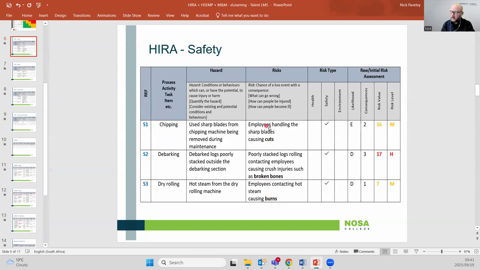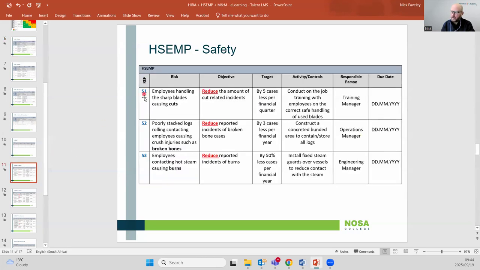Can you see that? What I've done, and what you will do the same, is you literally take the same information here, same information there, and you move on to your management plan, and you're literally going to almost copy and paste. Safety 1, my risk is employees handling those sharp blades, resulting in cuts. Safety 2, poorly stacked logs rolling, coming into contact with my employees, causing crush injuries such as broken bones.